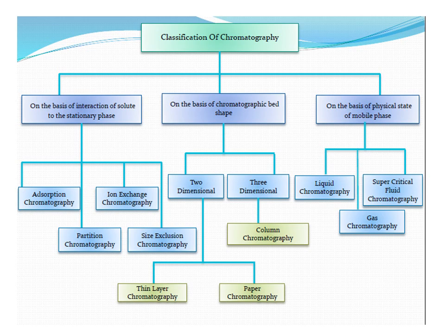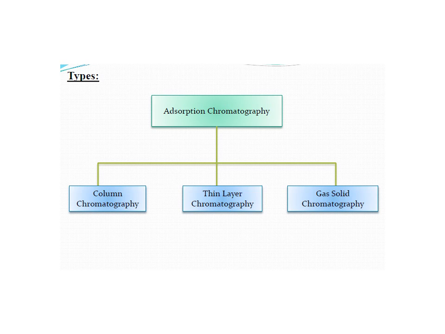On the basis of second one is on the basis of chromatographic bed shape, 2-dimensional and 3-dimensional. You can't expect the question from 2 or 3. Instead, you can expect the question from column chromatography, thin layer chromatography, and paper chromatography. And on the basis of mobile phase, liquid chromatography, then supercritical fluid chromatography. We are not going to discuss supercritical. Instead, liquid and gas are 2 important topics.